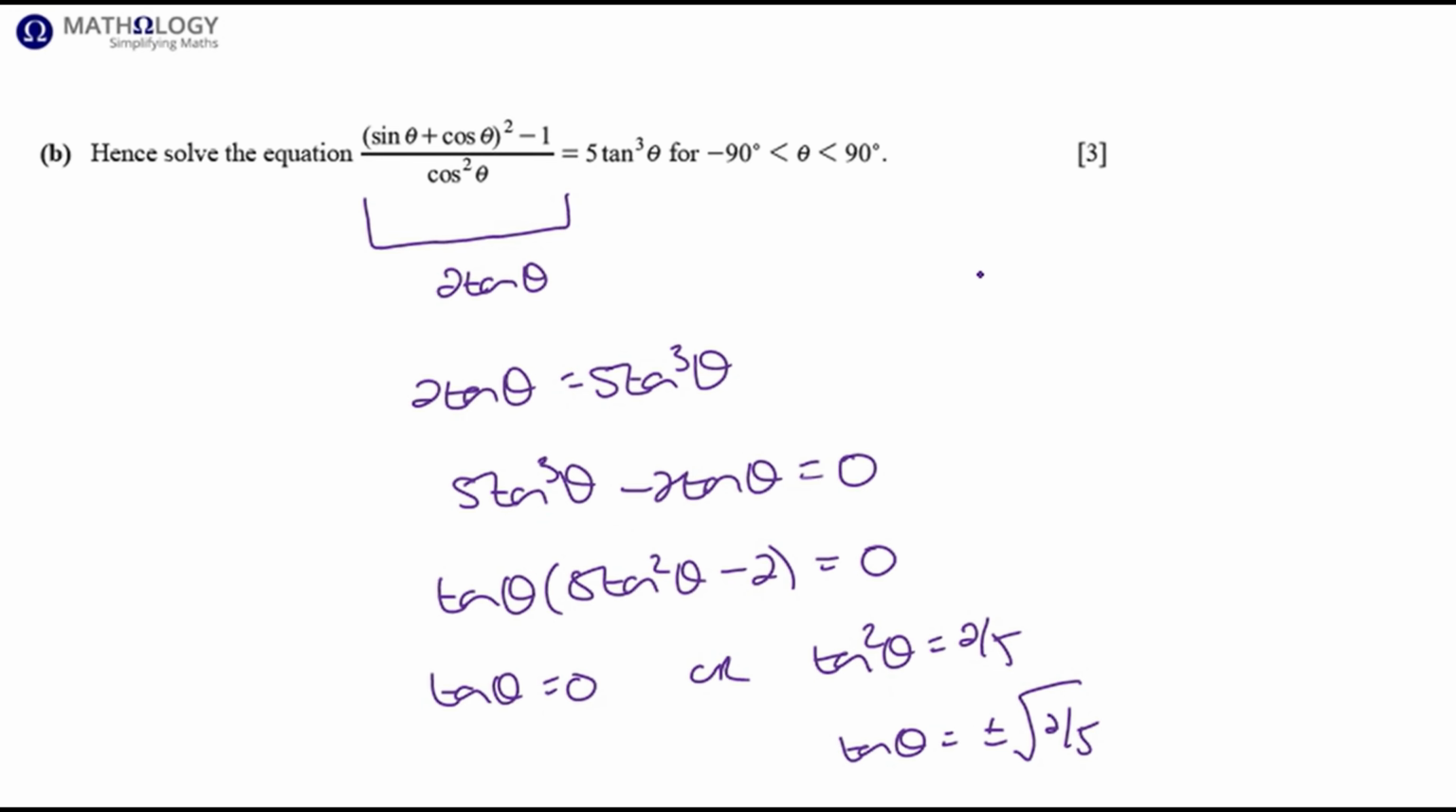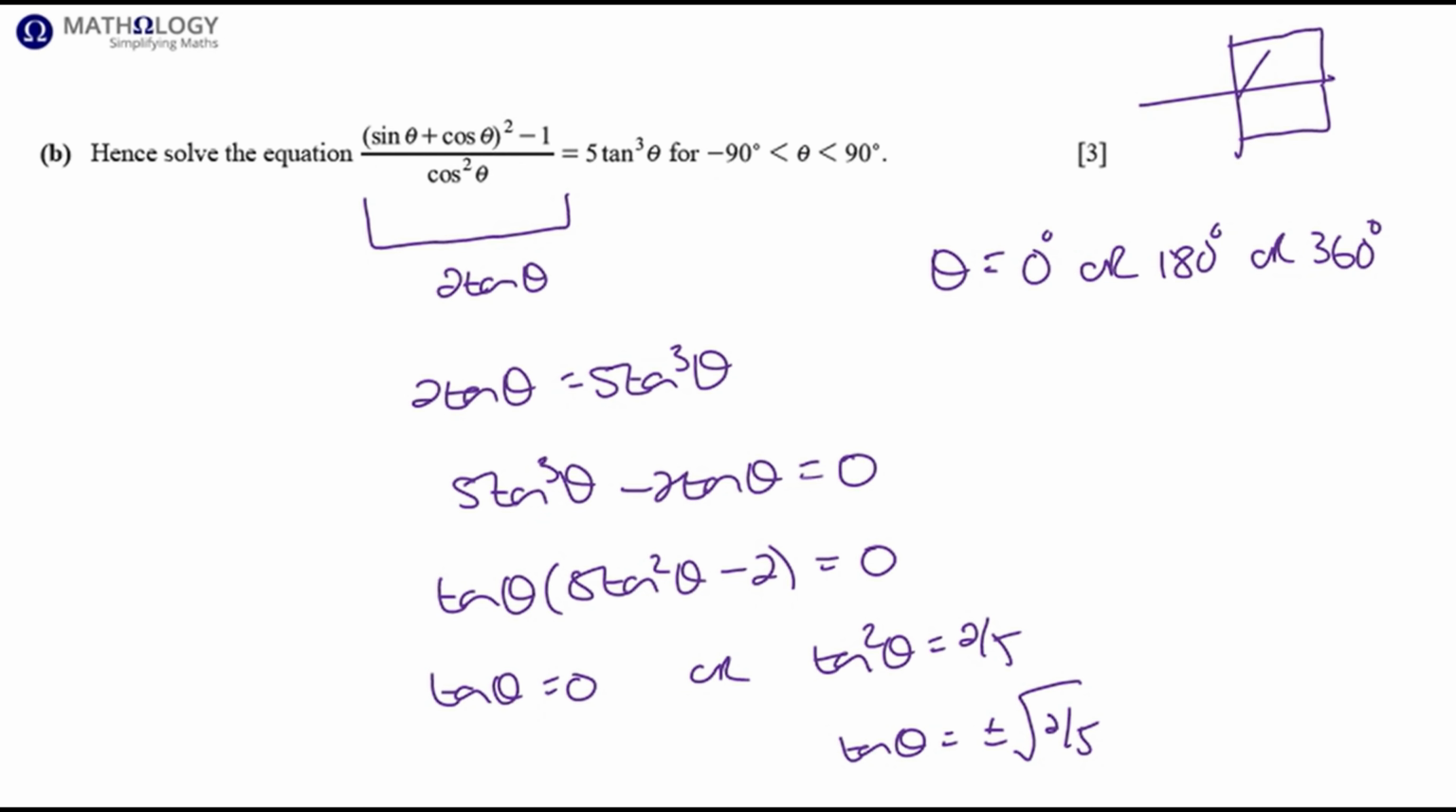So for tan theta equal to 0, theta will be 0 degrees or 180 degrees or 360 degrees. Now the interval is minus 90 to 90. So if you just draw a CAST diagram, we're working in the first quadrant, which is your positive acute angle, and then in the fourth quadrant put the negative acute angle. So you're working in these two quadrants here between minus 90 and 90.